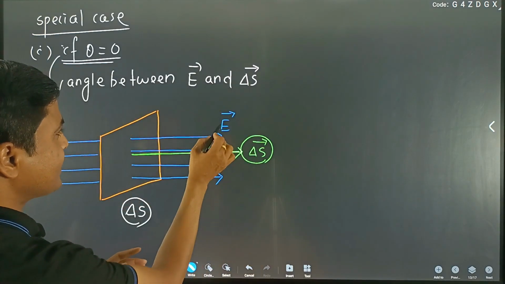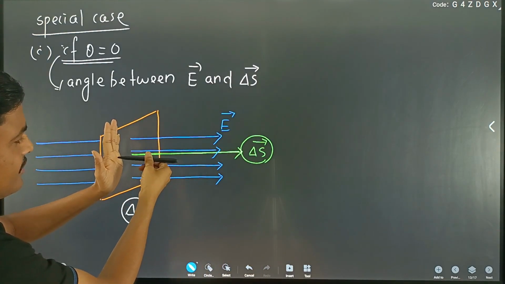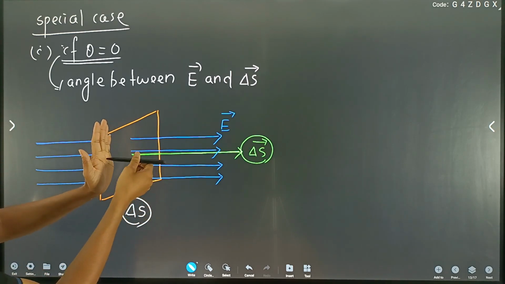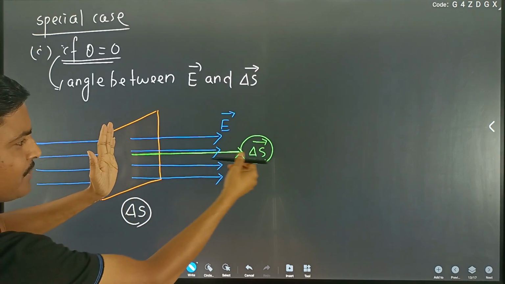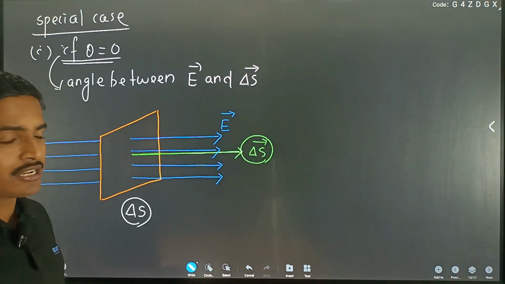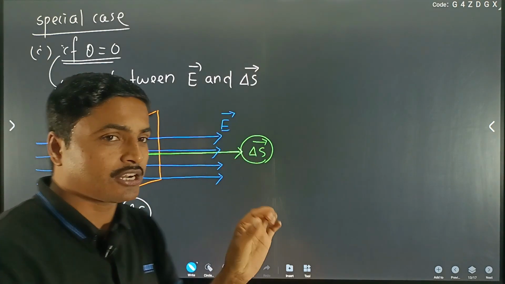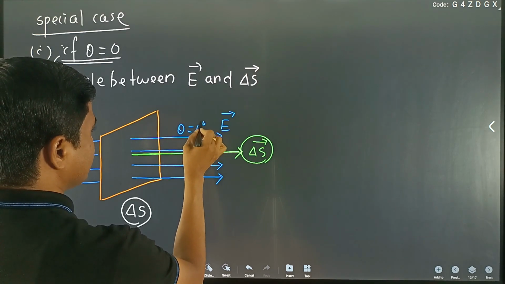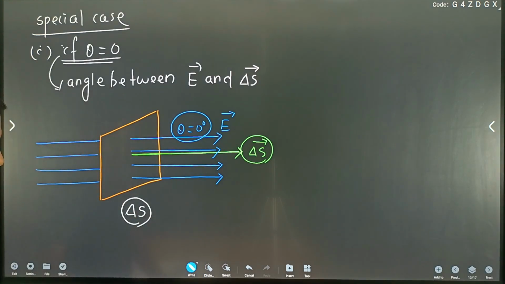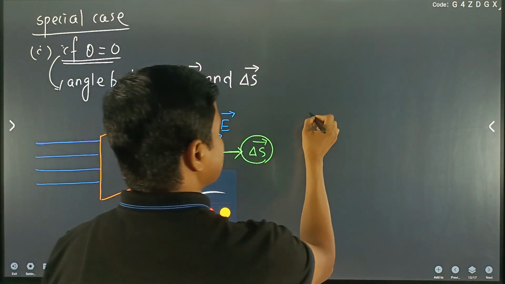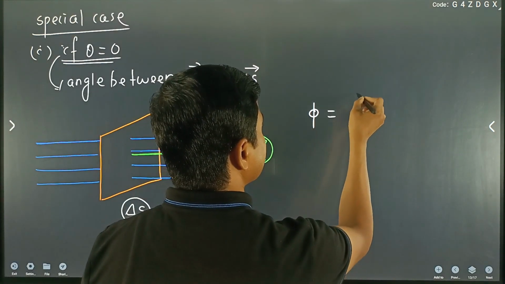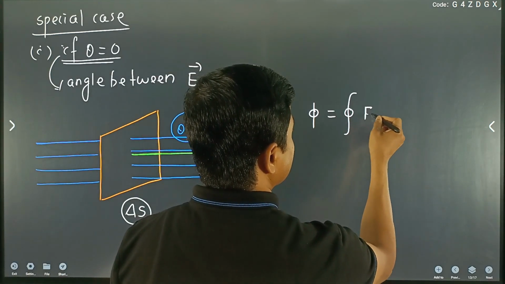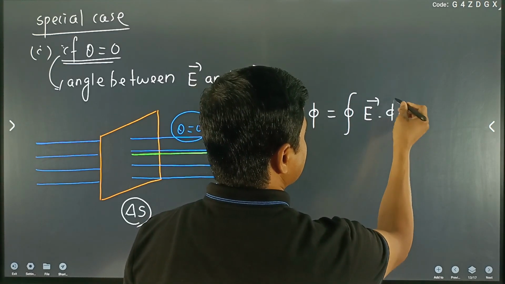Clear? Electric field, look at the figure. Electric field is perpendicular to area, but this is the area vector. That means electric field is parallel to area vector. Electric field and area vector both are in the same direction. Same direction means we write here angle theta is equal to 0 degree. If theta is equal to 0 degree, what is the flux? We write net flux phi is equal to integration over a closed surface. Suppose you take a closed surface, that is vector E dot ds vector.